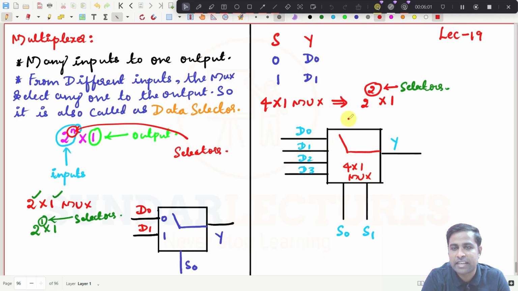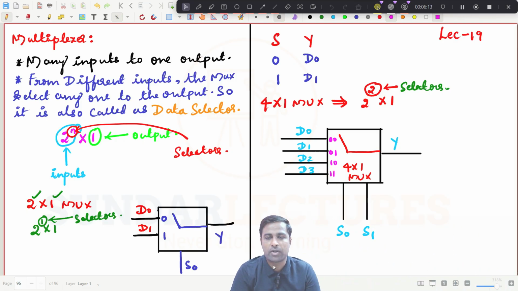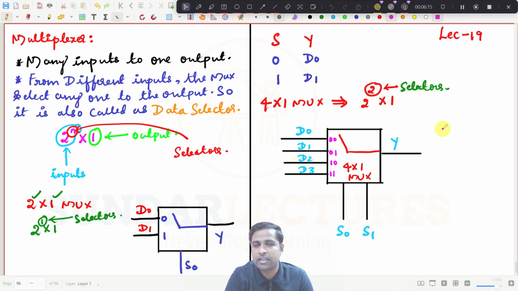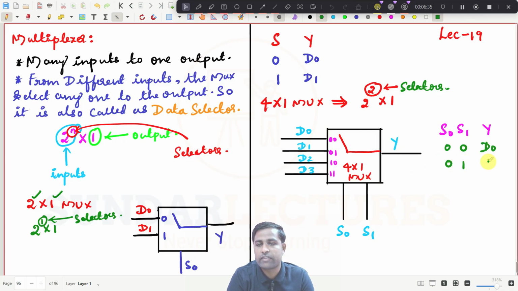I always try to write this as 0 0, 0 1, 1 0, 1 1. Why? Because I have two inputs here, right? So if I try to write the truth table like this, for example, S0 is what, S1 is what, and Y is what, that is what I am going to do now. If I give 0 0 here, then which switch will be selected, which input will be selected? D0 will be selected. And if I give 0 1, then D1 will be selected.